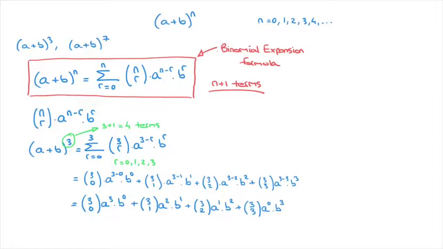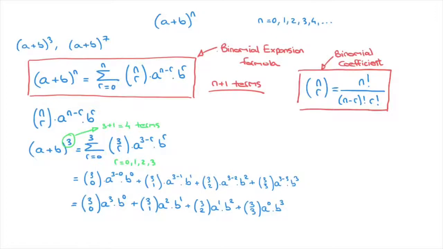Another thing worth pointing out inside this formula is this expression in parentheses, nCr. This is known as the binomial coefficient, and its formula is the following: nCr equals n factorial over (n - r) factorial times r factorial.